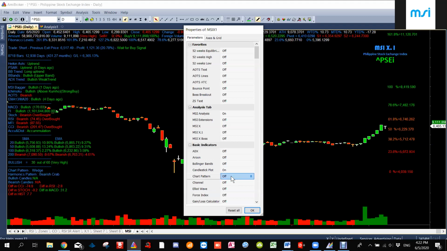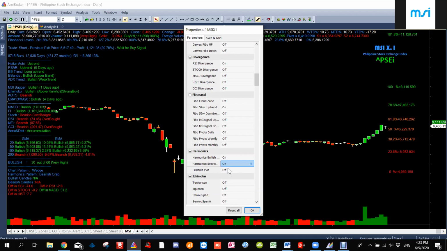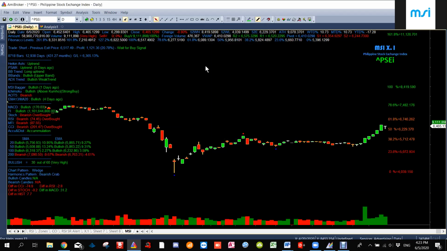And then we have the harmonics kasi meron dito mga tao na mahilig sa harmonics. Pero although hindi ko siya masyadong inaaral, kaya inilagay ko na lang din siya dito. Okay, so the system will give you an automatic analysis ng harmonics pattern. Okay, if it's a bullish or bearish harmonics na pino-form niya. Okay, so let's see if makakakita tayo dito ng harmonics pattern.